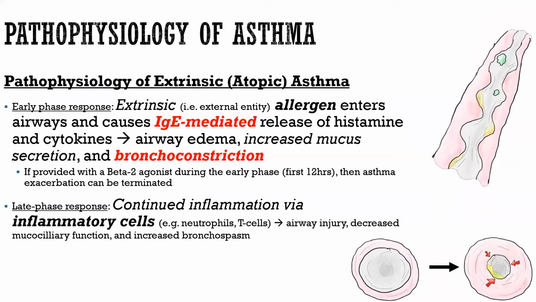Again, here we're seeing that IgE-mediated immune response, which essentially causes the release of histamine and other cytokines, which ultimately lead to airway edema, increased mucus secretion, and most importantly, bronchoconstriction. All these things in combination essentially decrease the caliber of that bronchial lumen and thus make it harder for air to leave the lungs. As this inflammation continues, we find that other inflammatory cells like neutrophils and T cells start to join in and create even further inflammation, kind of like insult to injury.